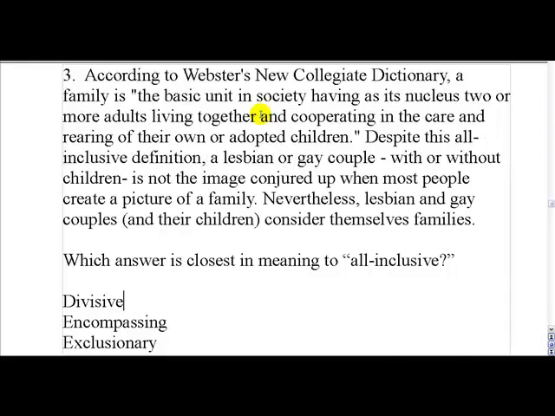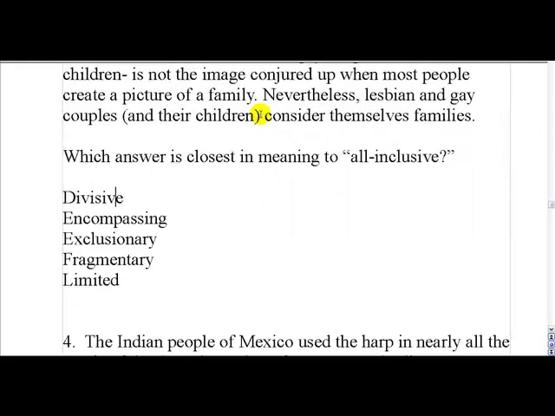So what does it mean? Here are your choices. Divisive. Divisive means doesn't include everybody. Encompassing. Maybe. Exclusionary? No, because if it's not divisive, exclusionary is kind of divisive, and fragmentary is also similar, and limited. Your best answer is encompassing. That means relating to everybody.